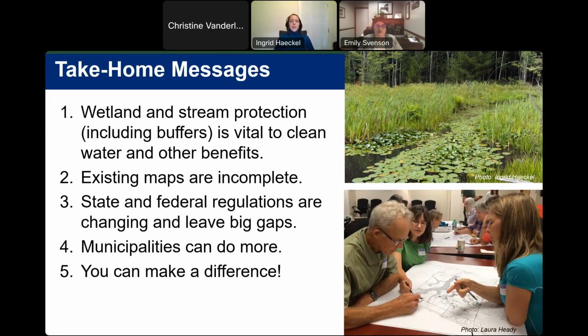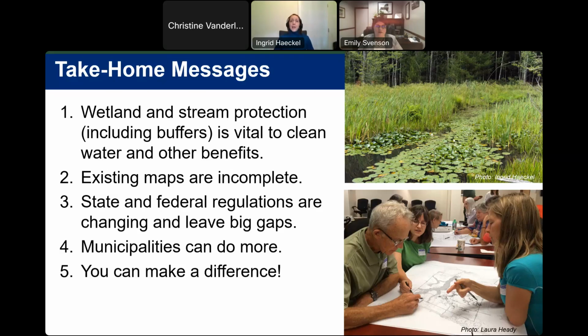Some of the messages we hope you'll take home today are that wetland and stream protection, including adjacent buffer areas, is really vital to clean water and many other benefits these areas provide. Existing mapping of wetlands and streams is incomplete and doesn't provide a reliable picture of all of the wetlands and streams that are around us, so you should do your homework and look more closely when you're reviewing proposed development projects. Thirdly, state and federal regulations are changing and they leave some big gaps.